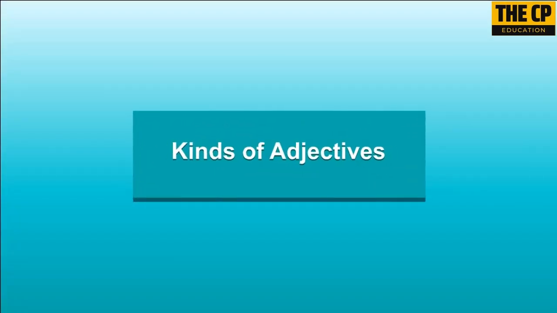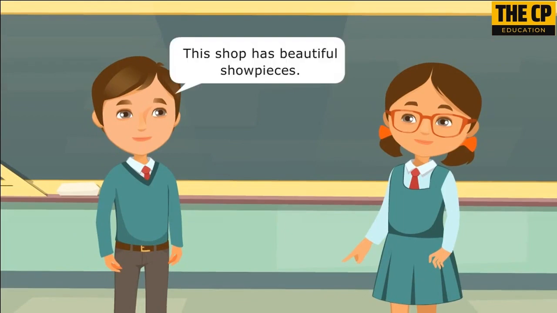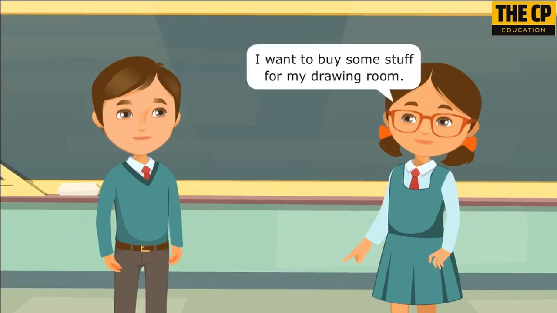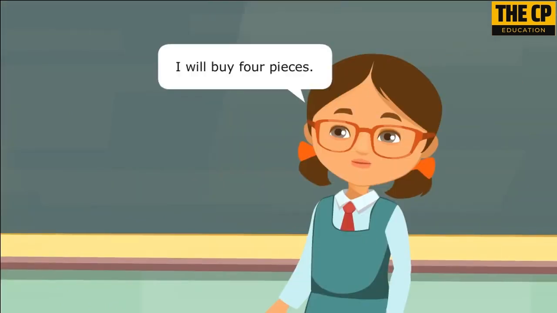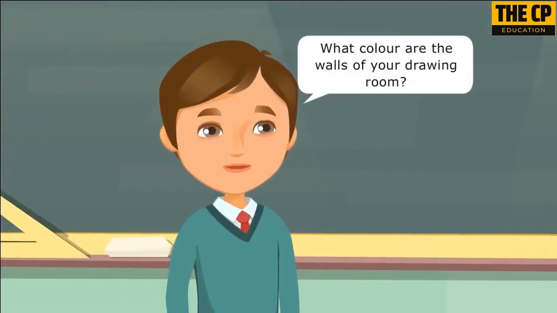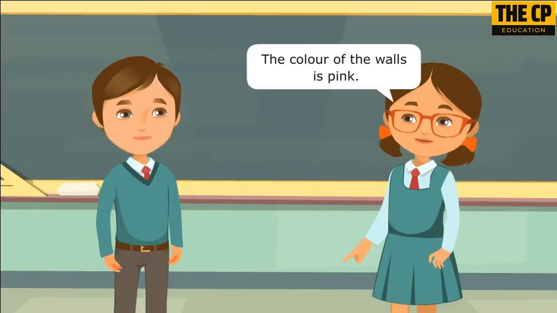Kinds of adjectives. This shop has beautiful showpieces. I want to buy some stuff for my drawing room. How many items do you want to buy? I will buy 4 pieces. What color are the walls of your drawing room? The color of the walls is pink.